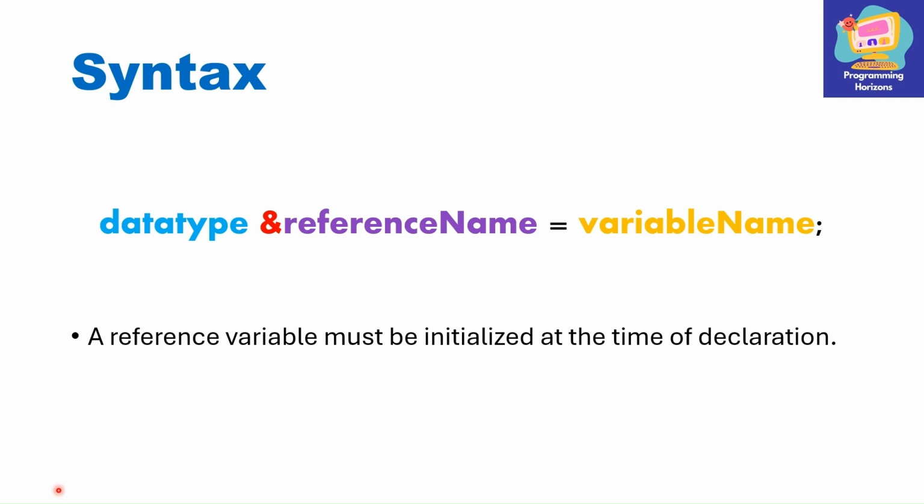As you can see here, first of all we mention the data type name, then we mention the reference name, which must be preceded by an ampersand sign or an address of operator, and at the time of declaration itself the reference name must be initialized with the name of the variable for which it is acting as a reference.